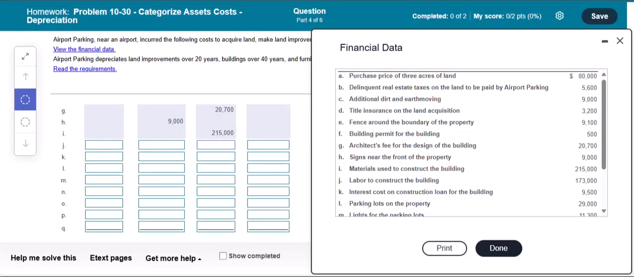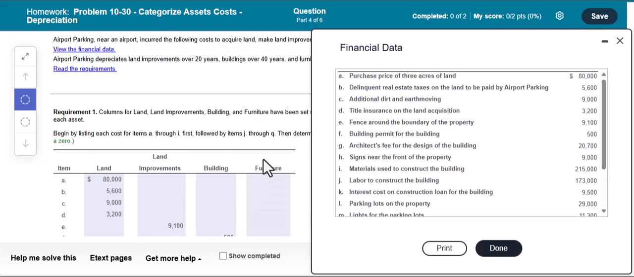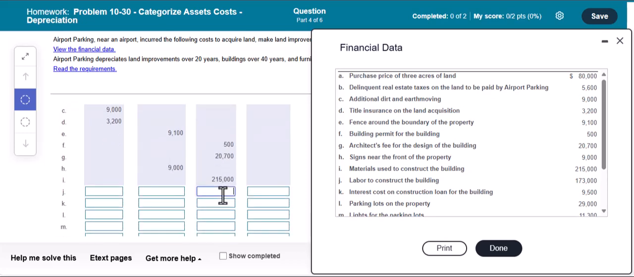Good job. Now moving on to J, labor to construct the building. So that is $173,000. And that, where does that belong? That is going to go under building because it is part of the cost to make the building here. So let's have a look. That is that 173,000. And next we have K, interest costs on construction loan for the building for 9,500. Well, we needed this loan in order to construct the building, so then it has to be capitalized and depreciated over the life of the building. So again, that's going to be part of the building cost for 9,500.